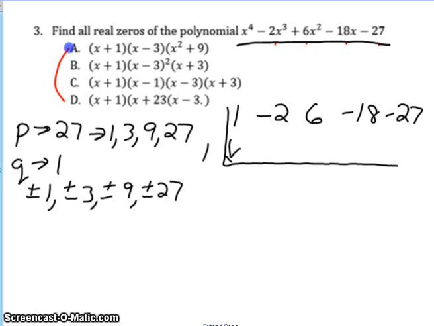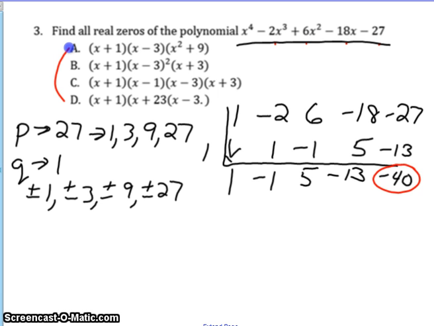Okay? Bring down the first one. 1 times 1 is 1. Negative 2 plus 1 is negative 1. Negative 1 times 1 is negative 1. 6 plus negative 1 is 5. 5 times 1. Negative 18 plus 5 is negative 13. Negative 13 times 1 is negative 13. And this is negative 40. What we're looking for is to see if this last number is a 0. And it is not, so we keep trying.